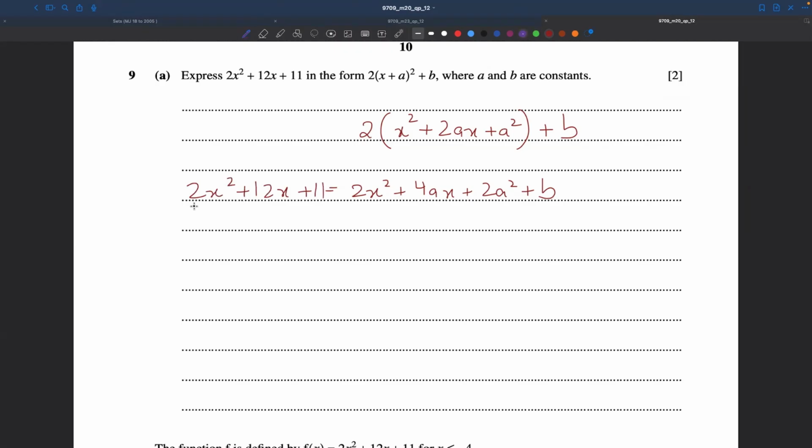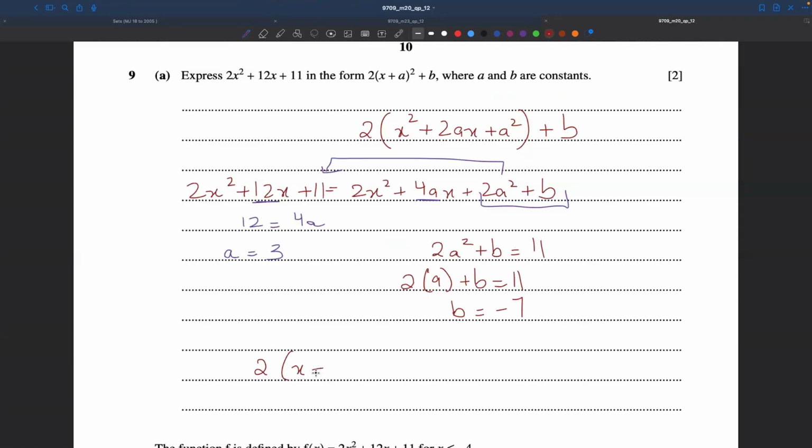Now you compare. With x, I have 12. With x, I have 4a. So a will be 12 upon 4, that is equal to 3. And the constant term is 2a squared plus b, and over here that's 11. So I will say 2a squared plus b equals 11. a is 3, squared is 9. So b will be 11 minus 18, which is minus 7. So the final answer will be 2 into (x plus 3) whole squared minus 7. So that's the first bit.